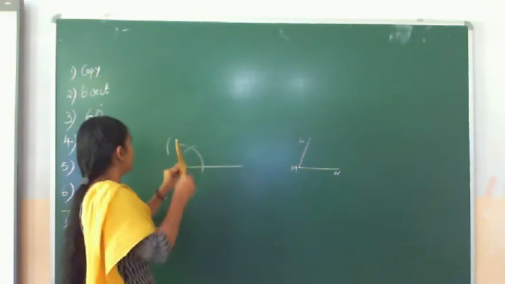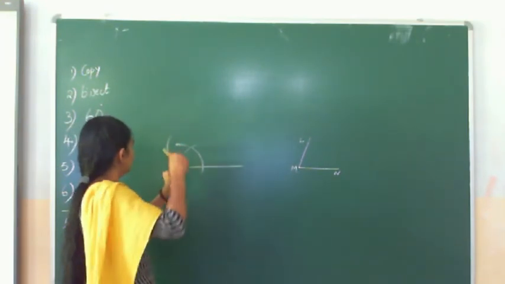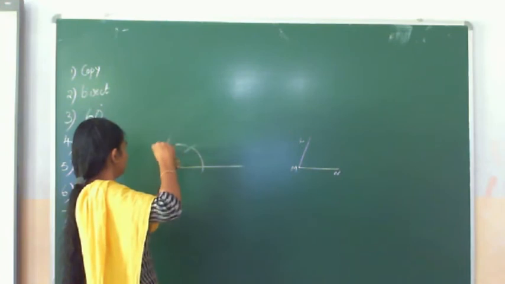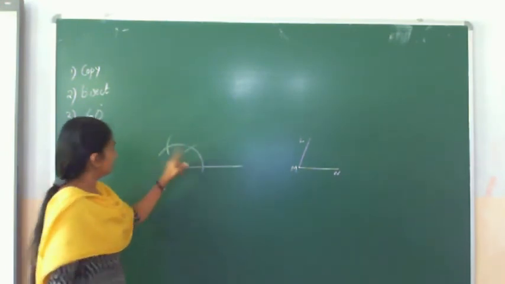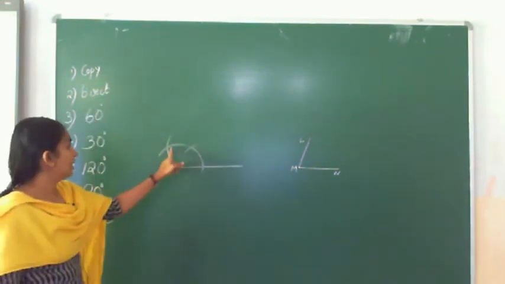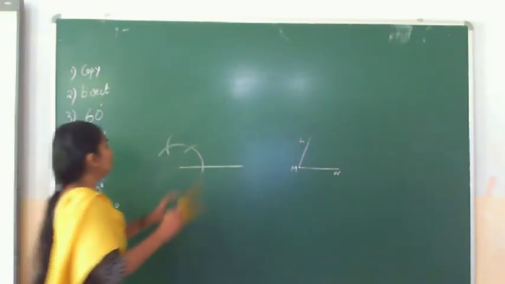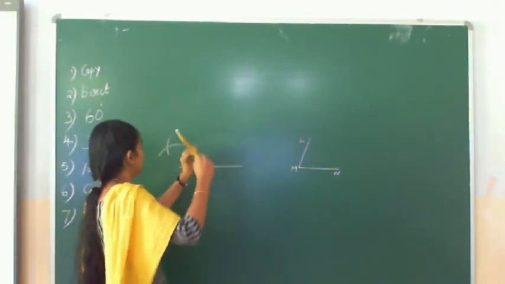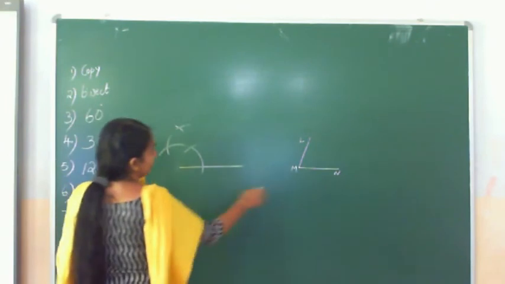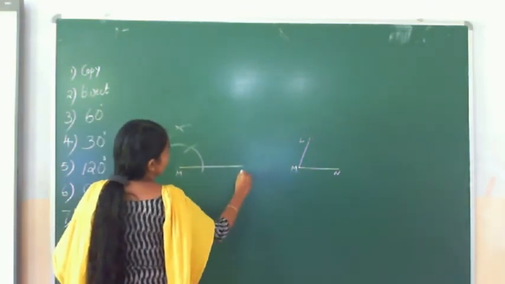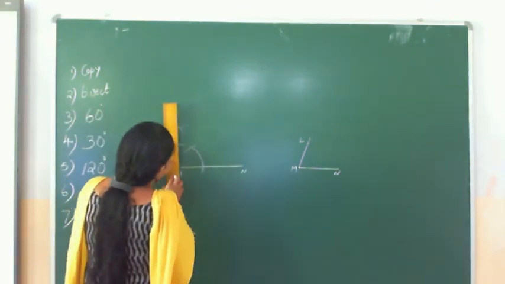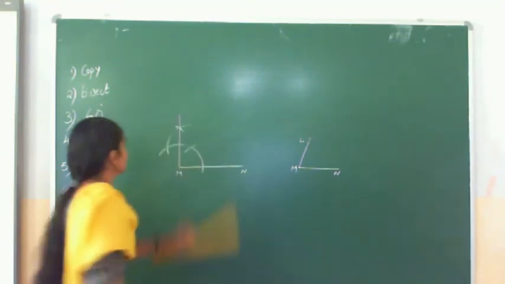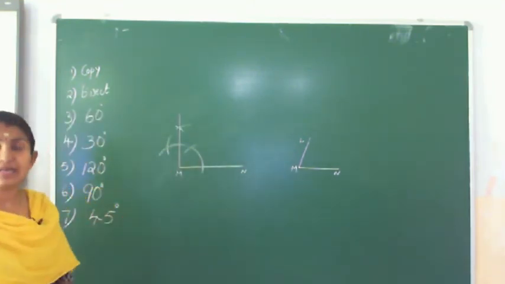Second bisecting 120. But here it's not reached, so I am just extending. 60, 120. Now the bisector of these two, we will get 90 degree. Join it. Before that, here we are marking it as MN. Join these two. Join. We got 90 degree.